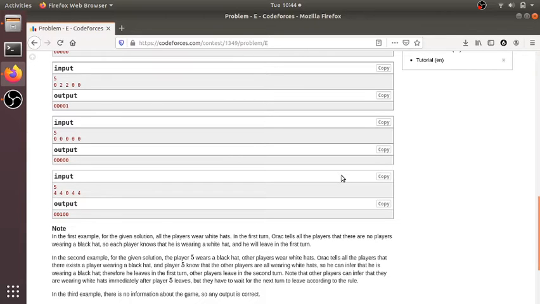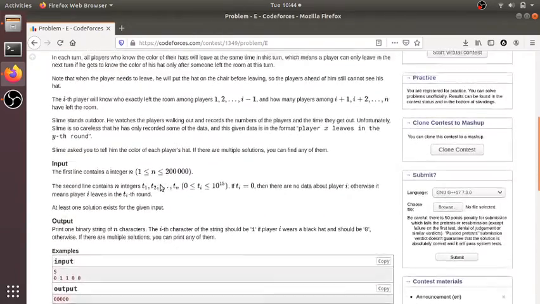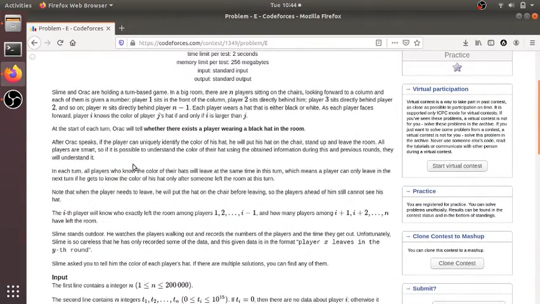Is it like that is the maximum round? Turn-based game. At the start of each turn, whether there exists a player wearing a black hat. I did not see that. Okay. That means there can be multiple players with black hats.